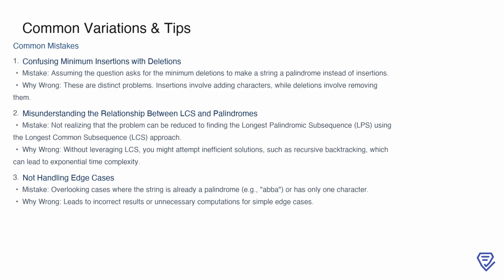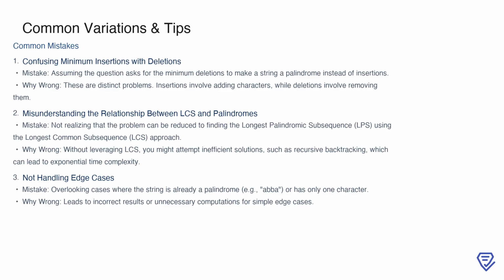Another common issue is misunderstanding the relationship between the longest common subsequence, or LCS, and palindromes. This problem can be reduced to finding the longest palindromic subsequence, or LPS, which can be solved efficiently using an LCS-based approach. Without recognizing this connection, you might resort to less efficient techniques, such as recursive backtracking, which can lead to exponential time complexity. Finally, be mindful of edge cases.